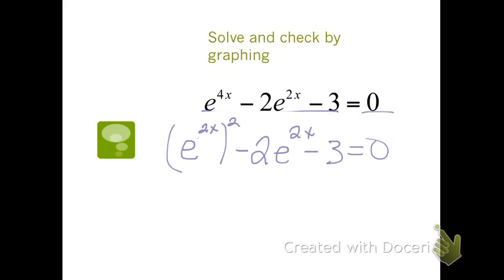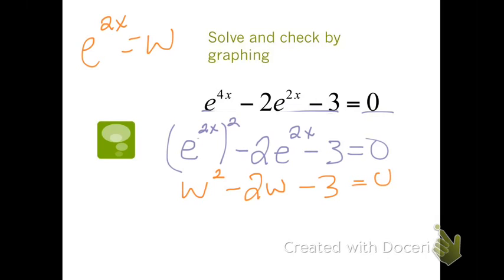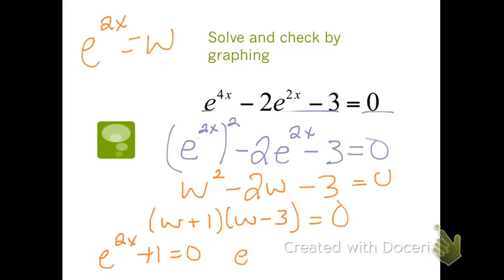That doesn't change. So if I do a quick substitution here, let's call e to the 2x, we'll call that w. When I've rewritten it like this, I get w squared minus 2w minus 3. And that's easier to factor. We just need two numbers that multiply to negative 3 and add up to negative 2. So we get w plus 1, w minus 3. And then we would plug in the e to the 2x back. And set both of them equal to 0.